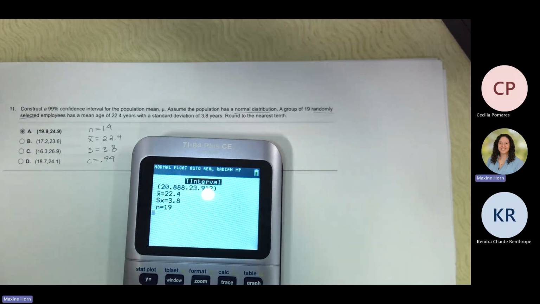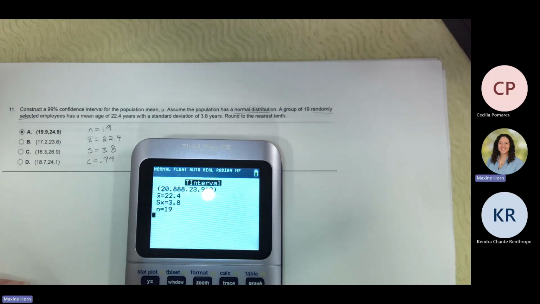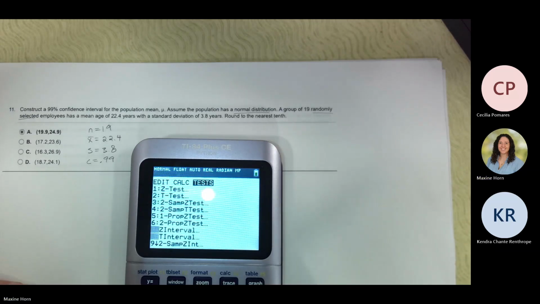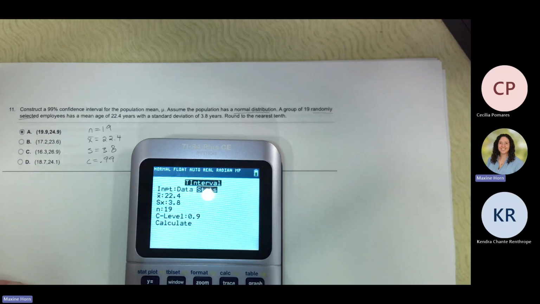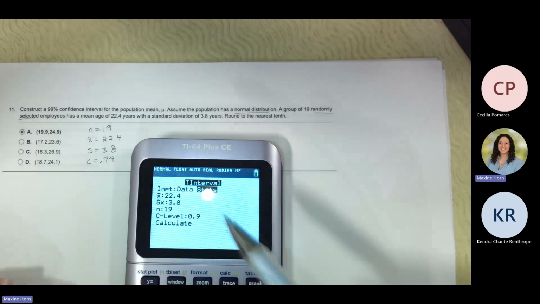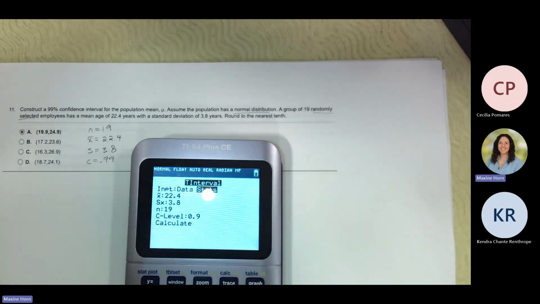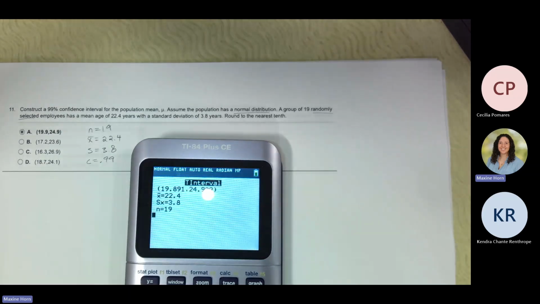And oops, did I put something in wrong? Let me go back. Stat, test, T interval. Sample mean 22.4, 3.8, 19. Oh, yes, because I put 9 and we want 0.99. So that's why I got a slightly different answer, because I was not looking at the same confidence level. All right, so that's how we get the same number they got. Okay.